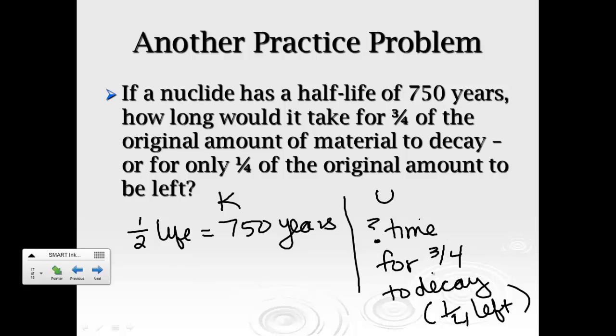So all I have to figure out again is how many half-lives it's going to take for 3/4 of it to decay, and then take that and multiply it by 750 years. So let's do this on the next slide. Alright, again, if I conceptually go back to my fraction stuff, if I go from 1 and 1 half-life, I'm going to have 1/2 left. After 2 half-lives, I'm going to have 1/4 left, okay?